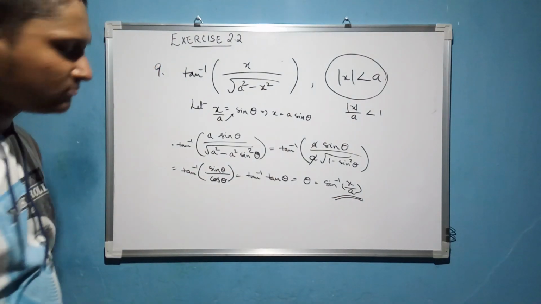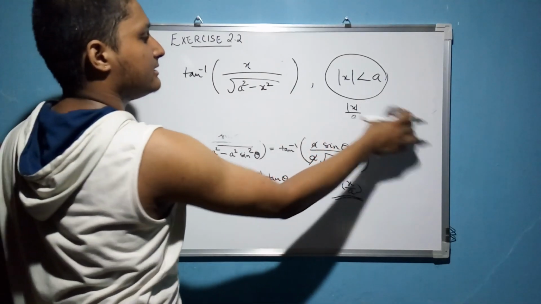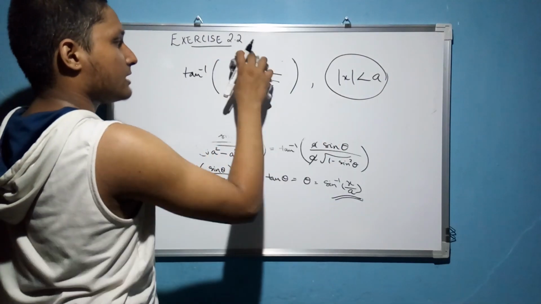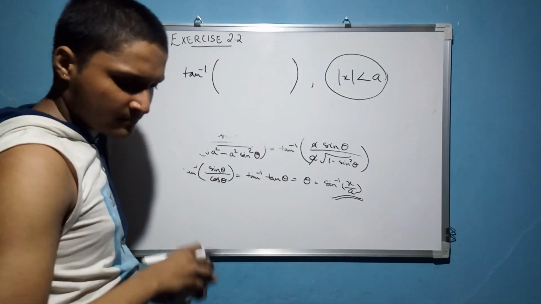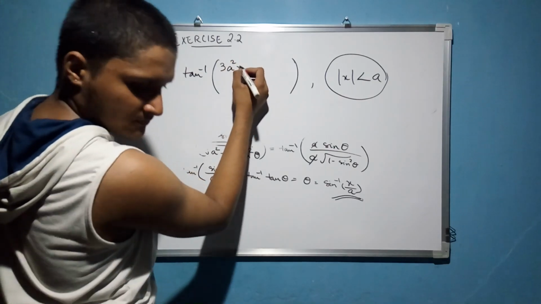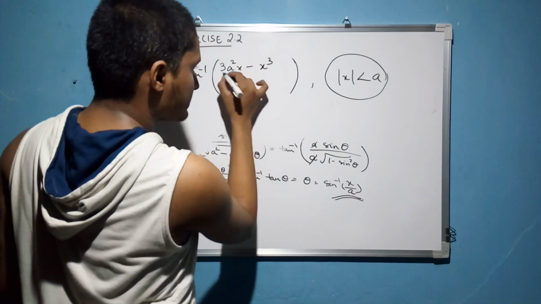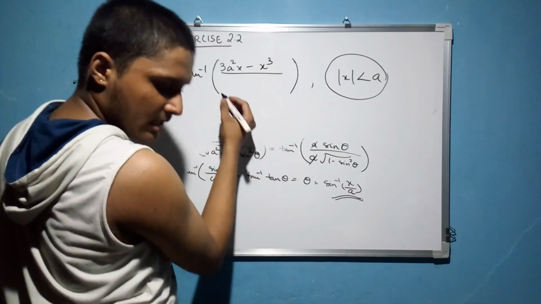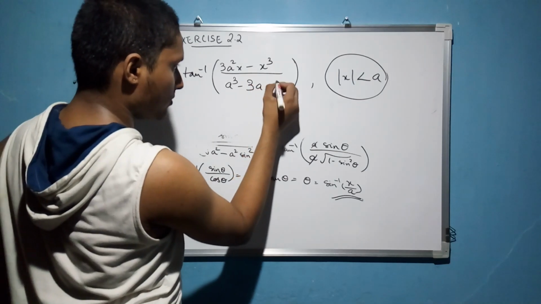Now we have the 10th one. The 10th one is again with the tan inverse thing. You have some complex terms in that, so many big terms you have. What is the question? It is 3a square x minus x cube divided by a cube minus 3a x square.